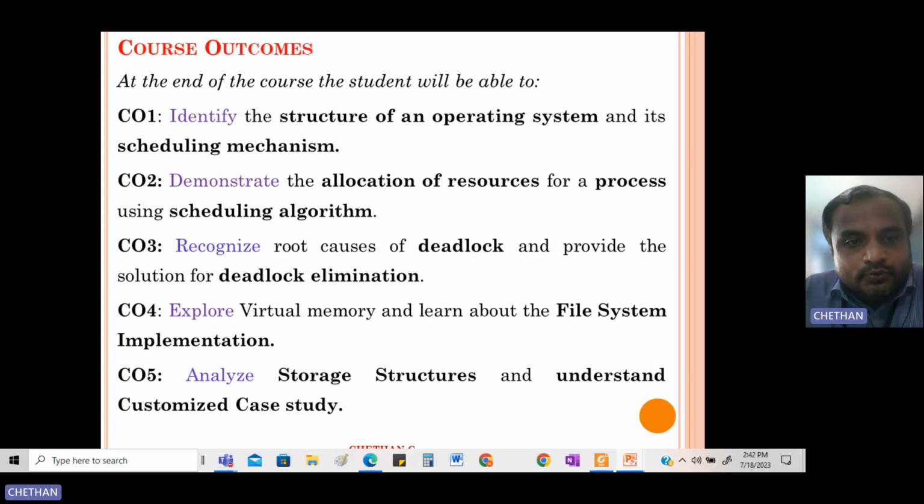So you will be looking into this in detail in the coming classes, and hopefully you will be able to learn all of these things in detail and in a very clear way.